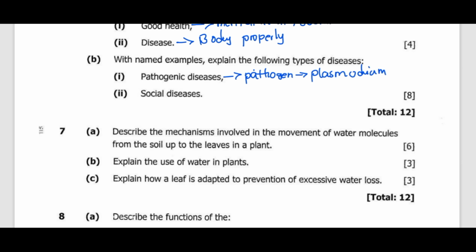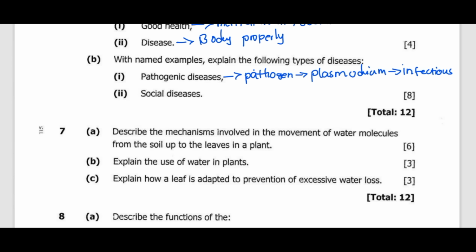Then we have diseases like cholera and dysentery. All these are pathogenic diseases. The other thing that you need to know about these diseases is that they are infectious. This means that they can be transmitted from one person to another. So when explaining, as an example, we can use malaria.